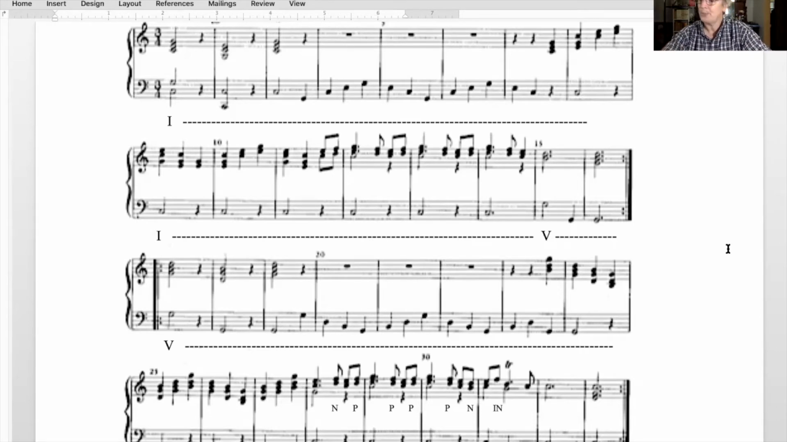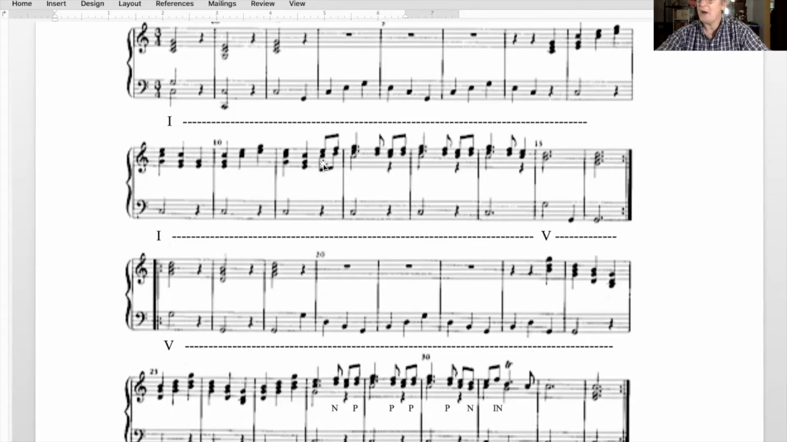Second point, the tonic can be prolonged or extended over a lengthy stretch of music. Here in the first 14 measures, so like all of the first system and then most of the second system, tonic is prolonged by repetition and by arpeggiation in the left hand and then in the right hand.